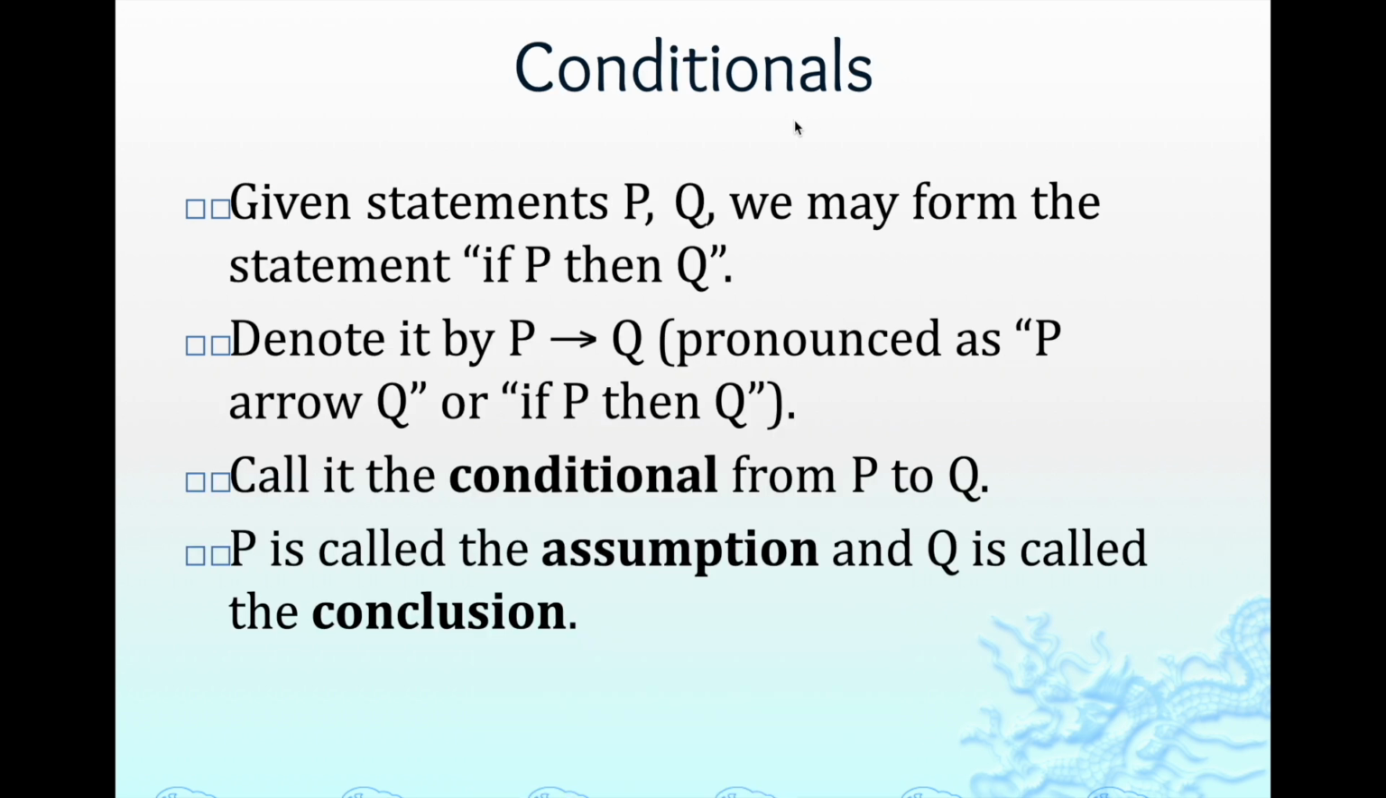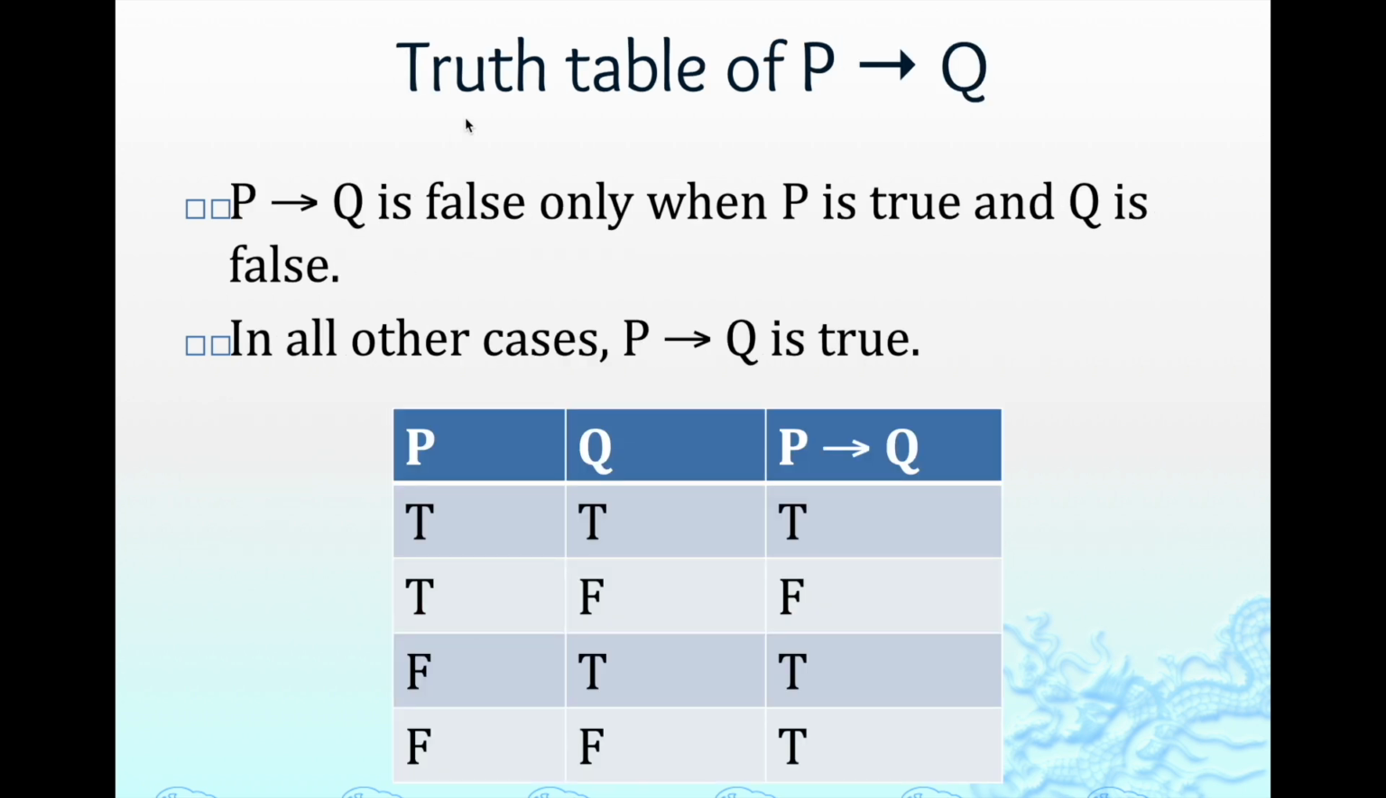Let's talk about conditionals. Given statements P and Q, we may form the statement if P then Q. Denote it by P implies Q and call it the conditional from P to Q. P is called the assumption and Q is called the conclusion. The truth table of P implies Q is a bit difficult to understand if you hear it the first time. So P implies Q is false only when P is true and Q is false. In all other cases, P implies Q is true.